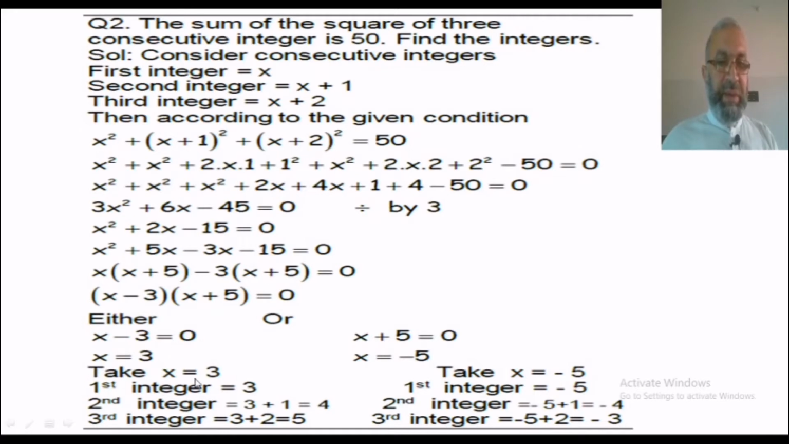So take x is equal to 3. Here the word is integers, find the integer. Integers mean it may be positive, negative. We take both the cases.